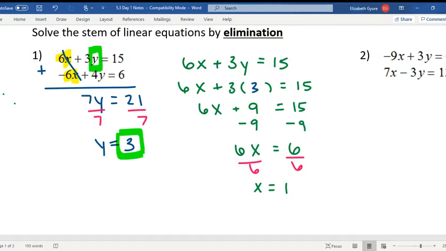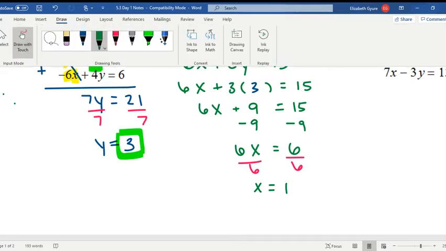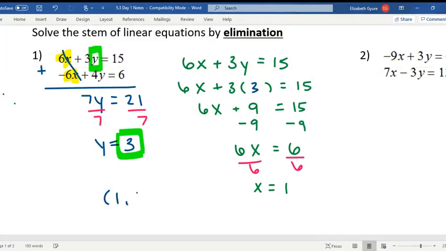Yeah, we already did that. We have to just write it as a what? As a point. Yes, it's still xy. So we're going to write this as a point, which is 1, 3. And that's our answer. Isn't that easier?